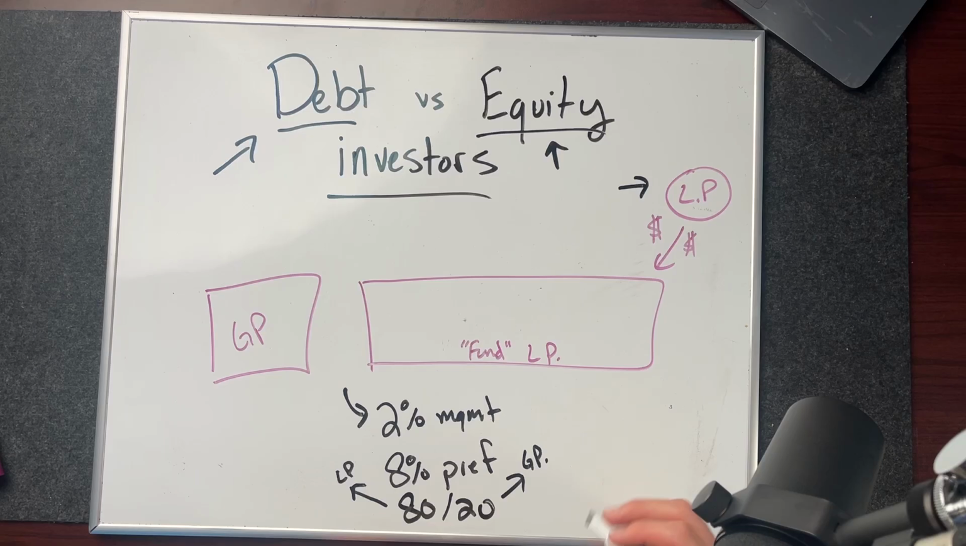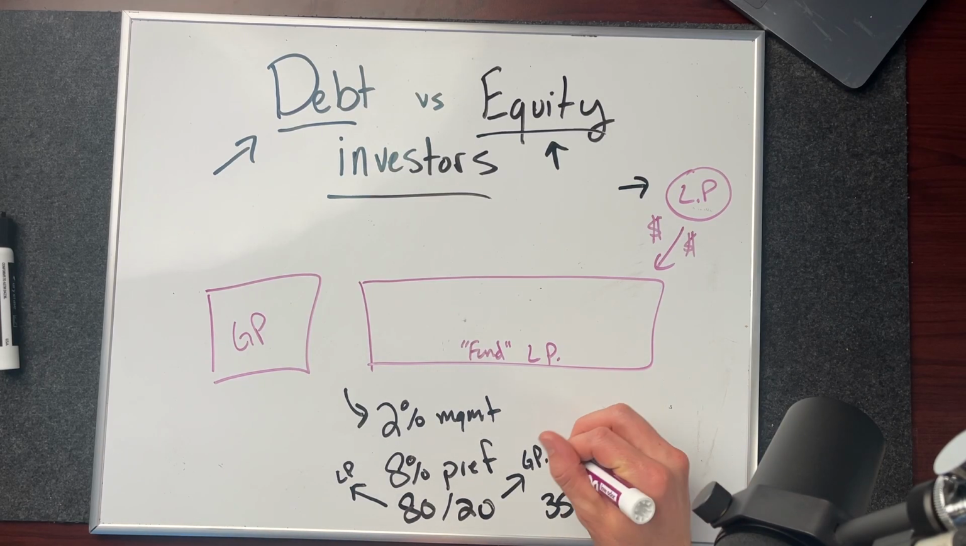With equity investors, this allows them to make a lot of money or a little money, depending on how well your fund does. If this year your fund does really well and you make a 35% return, you'd pay a 2% management fee, the first 8% would go to investors, and then you'd split 80-20. Investors could take home, in this scenario, and I don't have the exact math, around 26%.